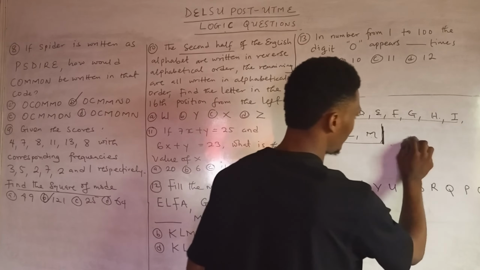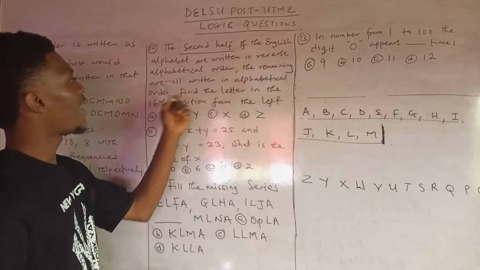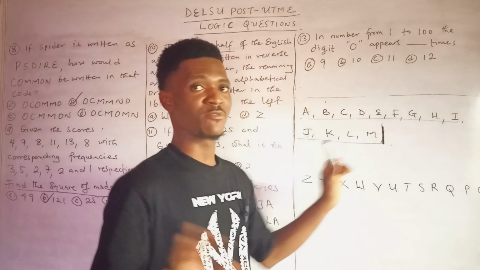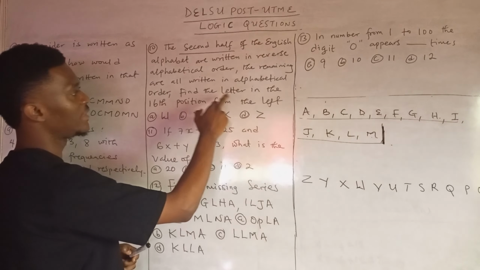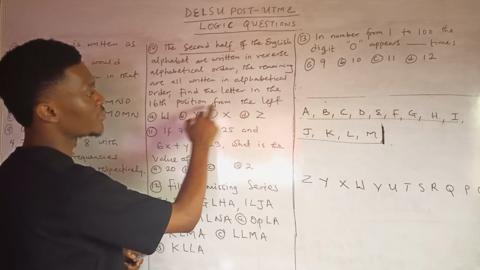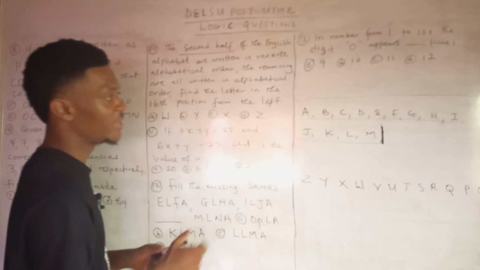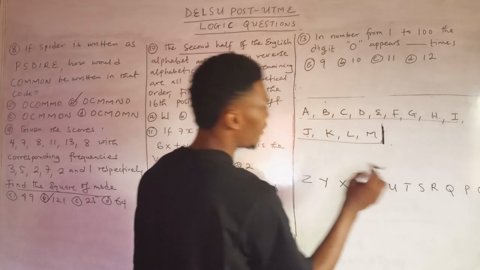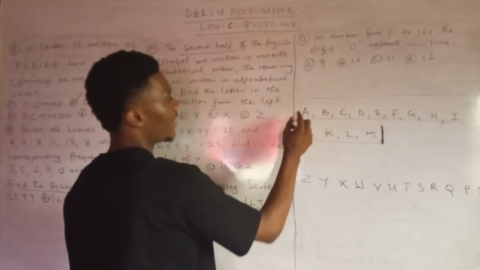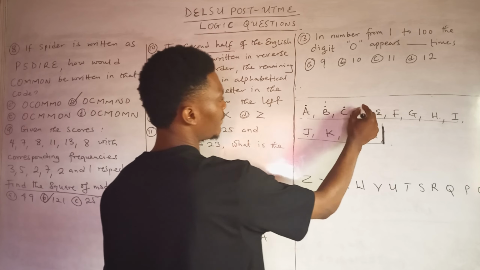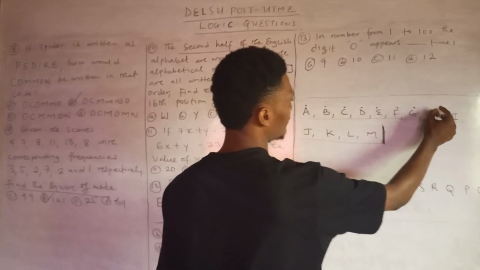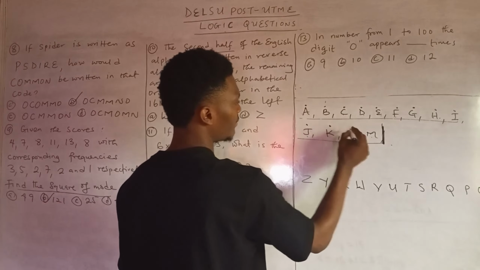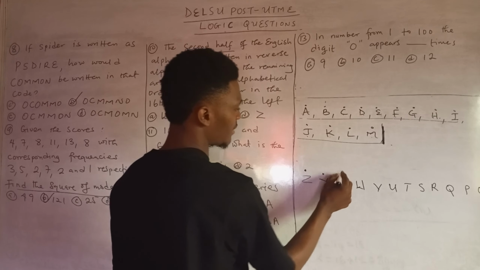Then they said the remaining are all written in alphabetical order, meaning the first half is written in alphabetical order. They are now asking us to find the letter in the 16th position from the left. What does that mean? It means we should start from the left, not from the right. So going by left, we start from here: 1, 2, 3, 4, 5, 6, 7, 8, 9, 10, 11, 12, 13, 14, 15, 16.